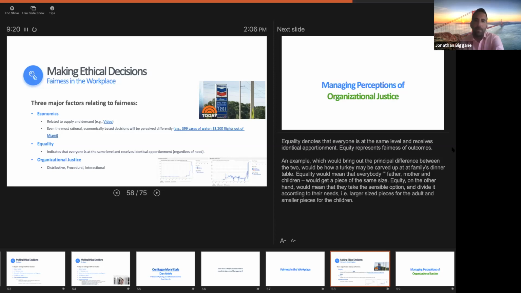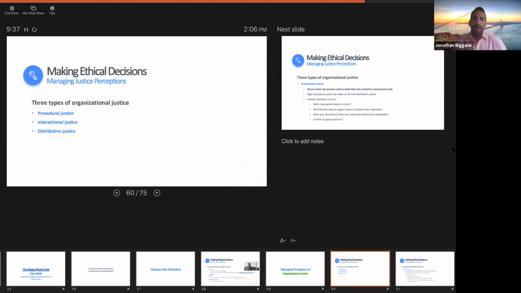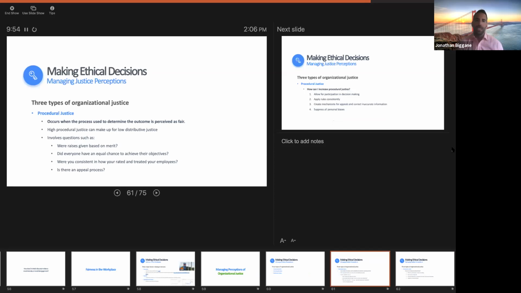And then lastly, and most importantly, is organizational justice: distributive, procedural, and interactional. This is something you're going to see throughout your college career, and it's something that I really want you to pay attention to. So when we're talking about organizational justice, here we're talking about how people perceive your decisions as ethical and fair. And so if you want people to perceive your decision-making as ethical and fair, you want to first make sure that you're procedurally fair. So there's procedural justice, and that's that the process used in the decision-making seems to be fair.